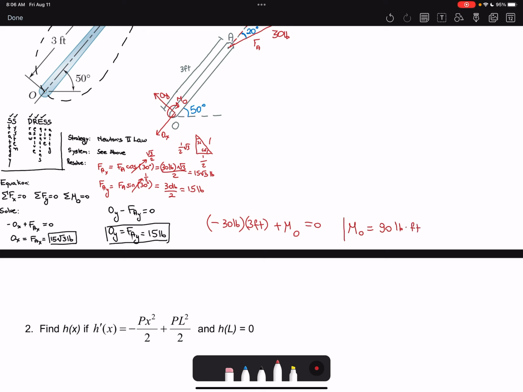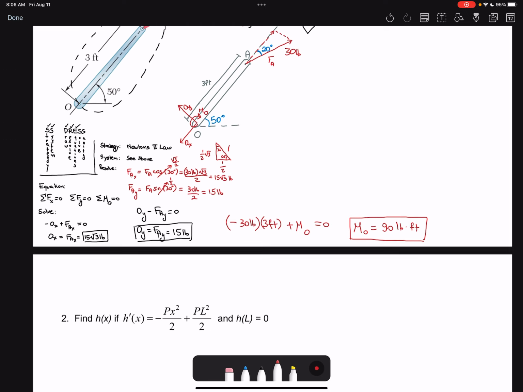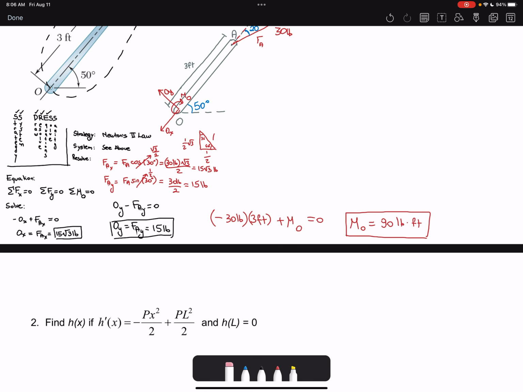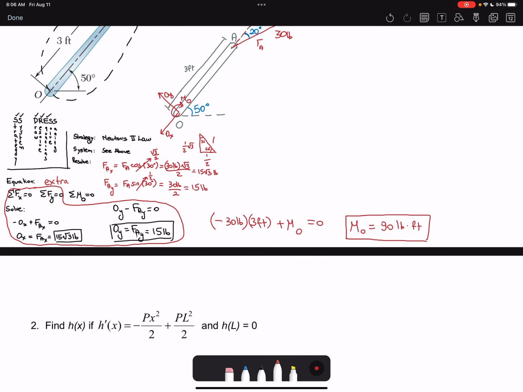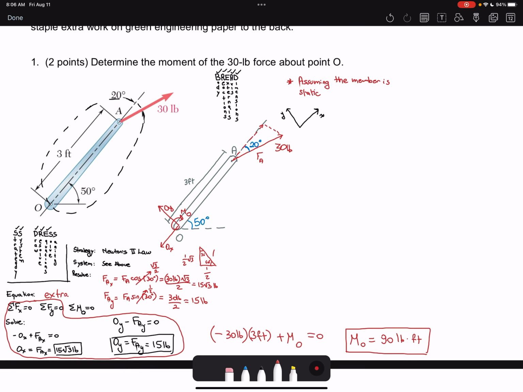So really, this was what we had to do, and everything else is extra. So these things are extra. I'll just keep them for now, and then we'll ask the instructor if they want us to keep it. This is extra. But had they asked you, well, now find the forces that happen at O, then this would have been the way to do it. Well, so now we did solve.